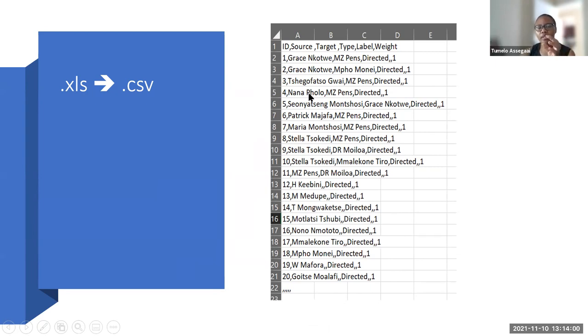It puts all the data in one column. You can see there, it just puts commas next to the labels and the data. But this is just to make sure that the software is able to read the data that you have captured.